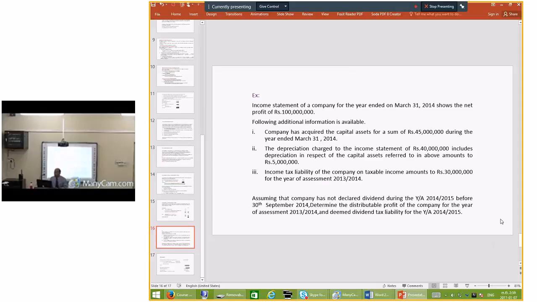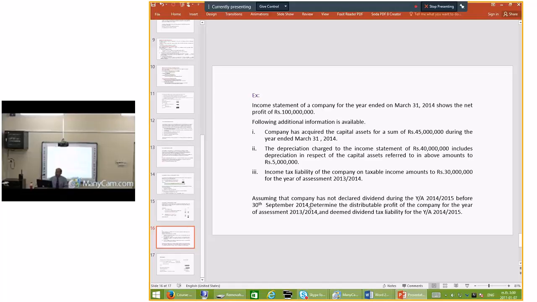Since the company has not distributed dividend during the year of assessment 14 and 15 based on the previous year's profit, we have to compute the distributable profit. Why? If the company, in this particular example, has declared 10% of the 100 million profit, equal to 10 million, on or before 30th September 2014, no deemed dividend tax comes from this company.